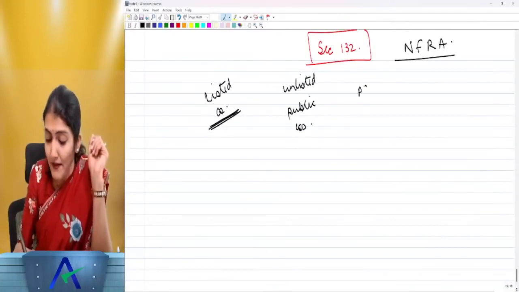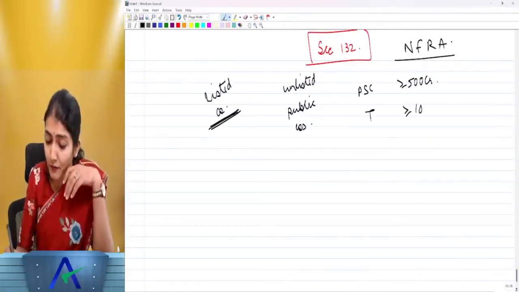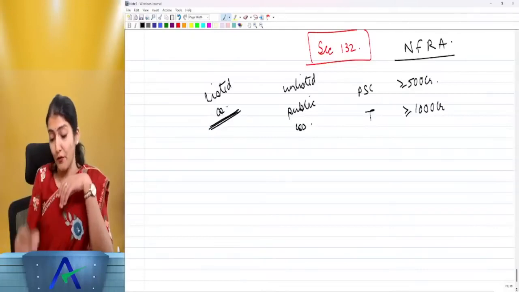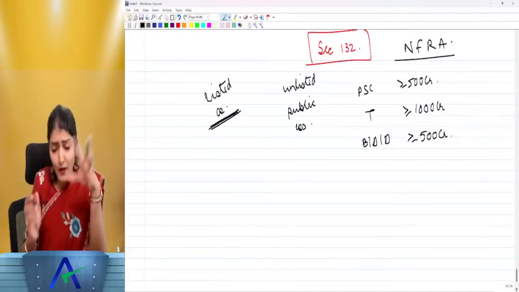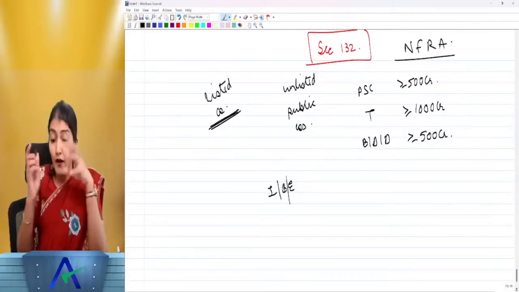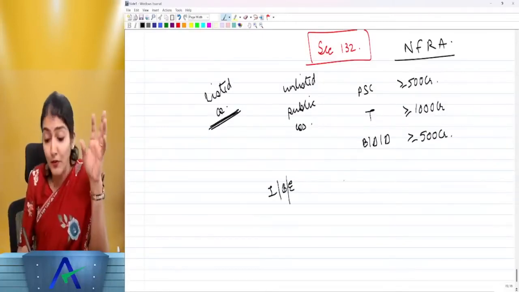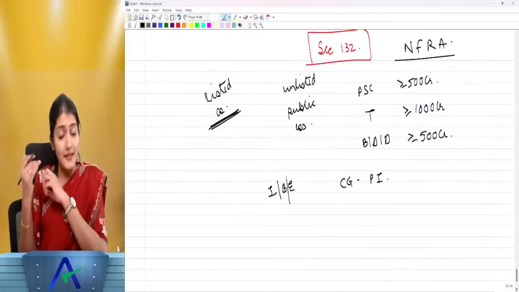Unlisted public company having paid up share capital of more than or equal to 500 crore, or having turnover of more than or equal to 1000 crore, or having borrowings, debentures, deposits of more than or equal to 500 crore, or it is an insurance company, banking company, or electricity supply company, or any company where reference is made to the NFRA by the central government in public interest to look into these entities.